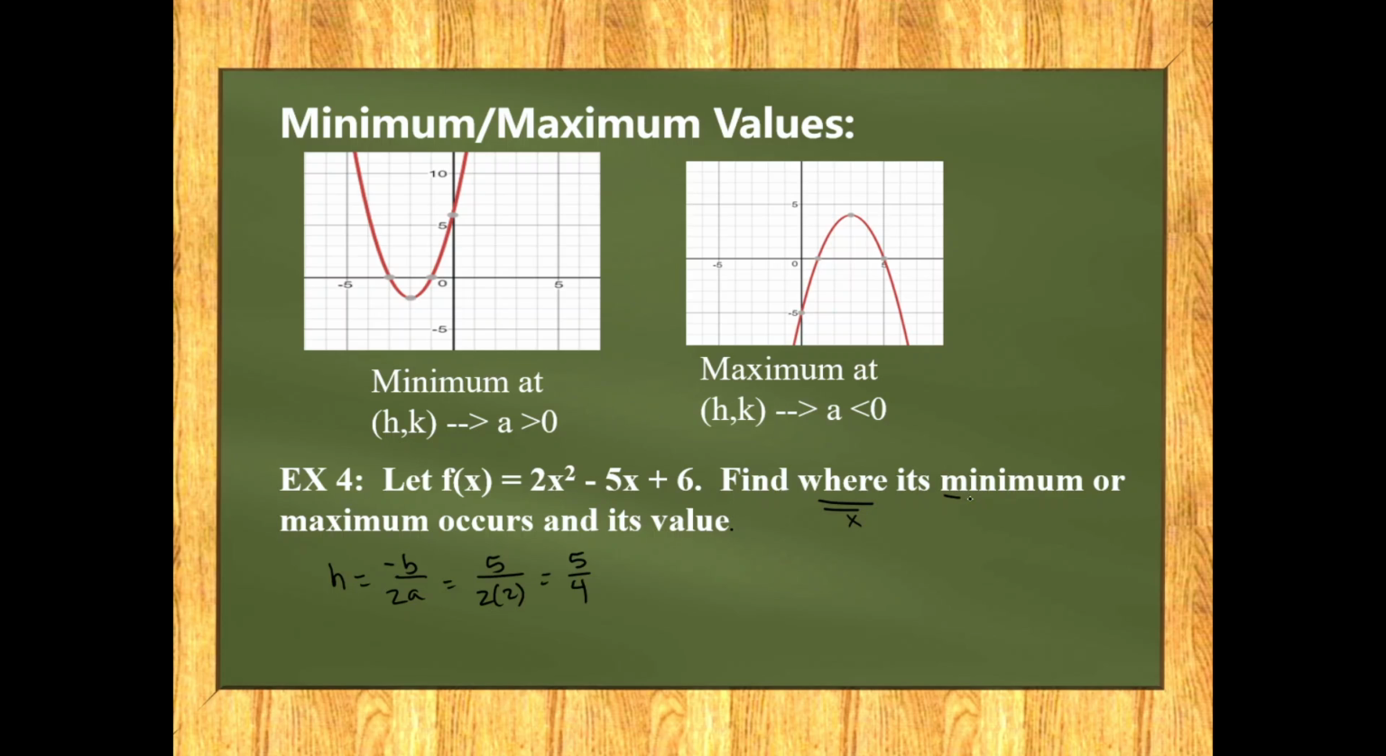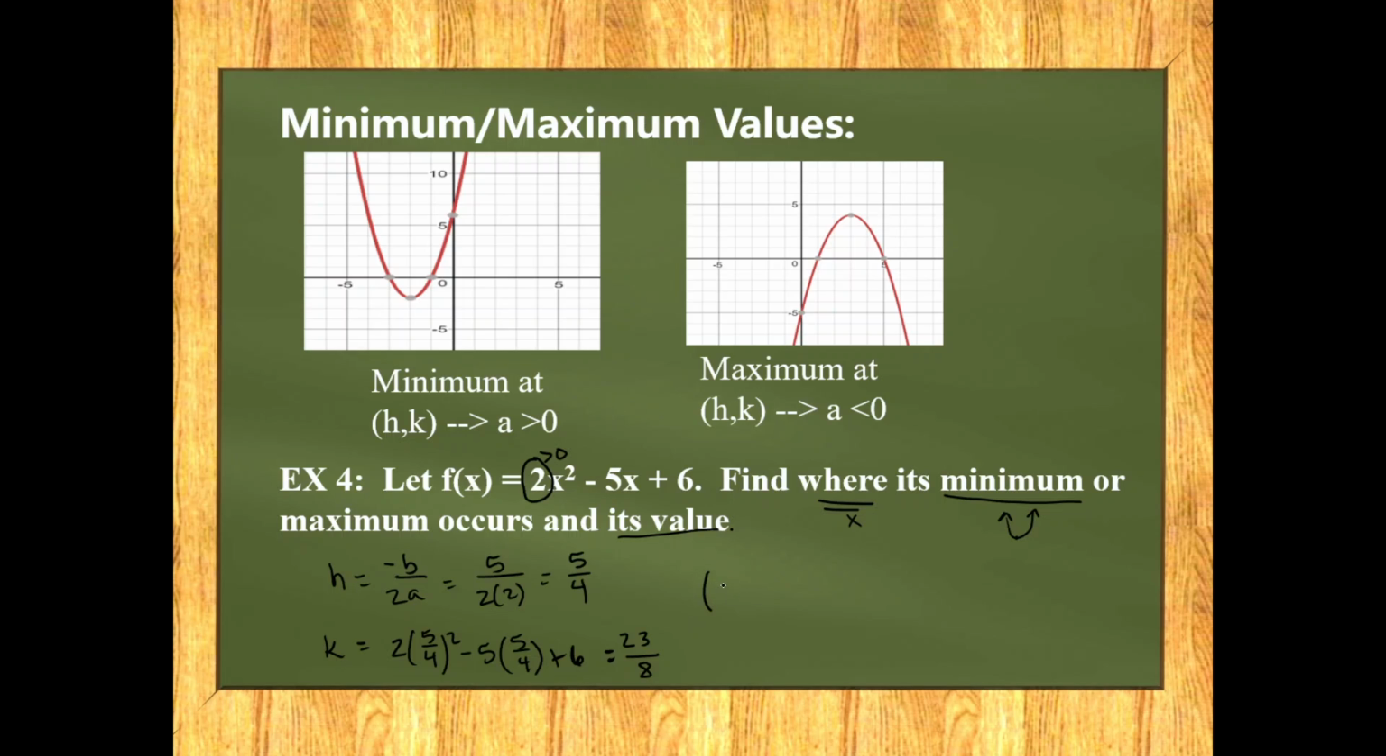I know that it's a minimum because my a is positive, so it's going up, so I have a minimum. So the next thing I need to do is find its value, so I need to find k. So 2 times 5/4 squared minus 5 times 5/4 plus 6. And if you take a moment to plug that into your calculator, what you end up with is 23/8.